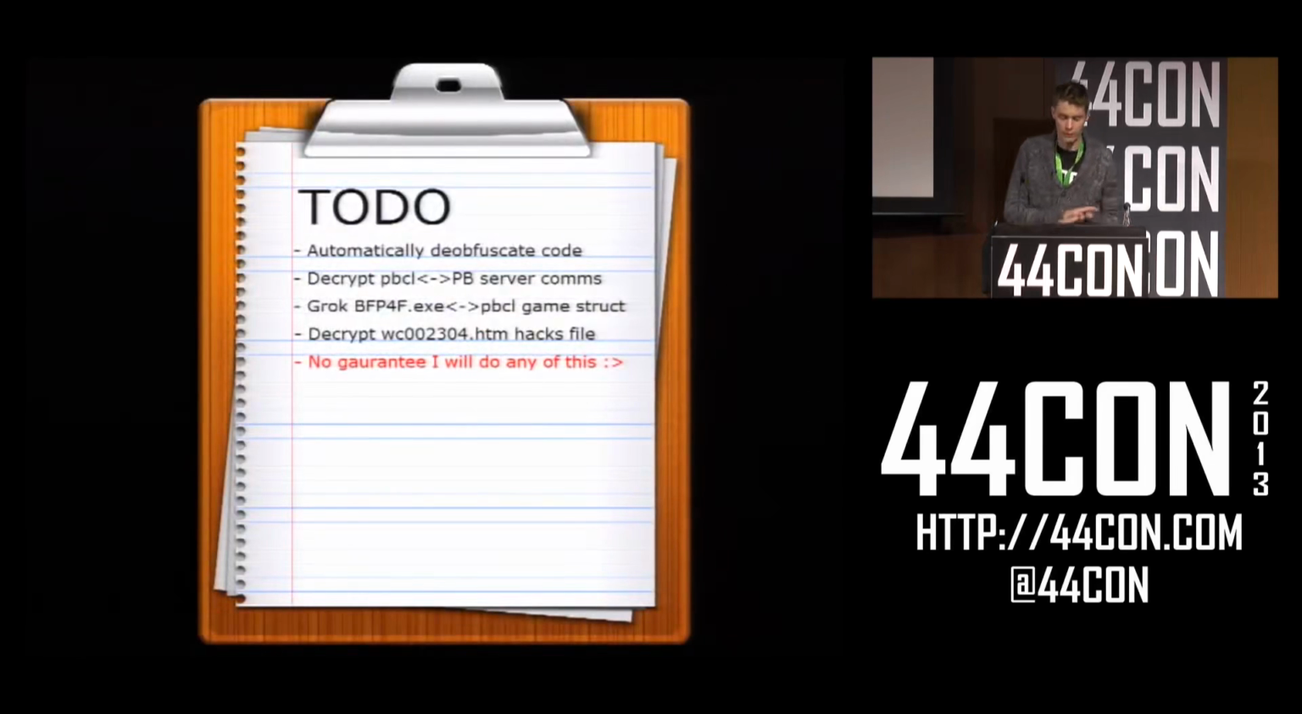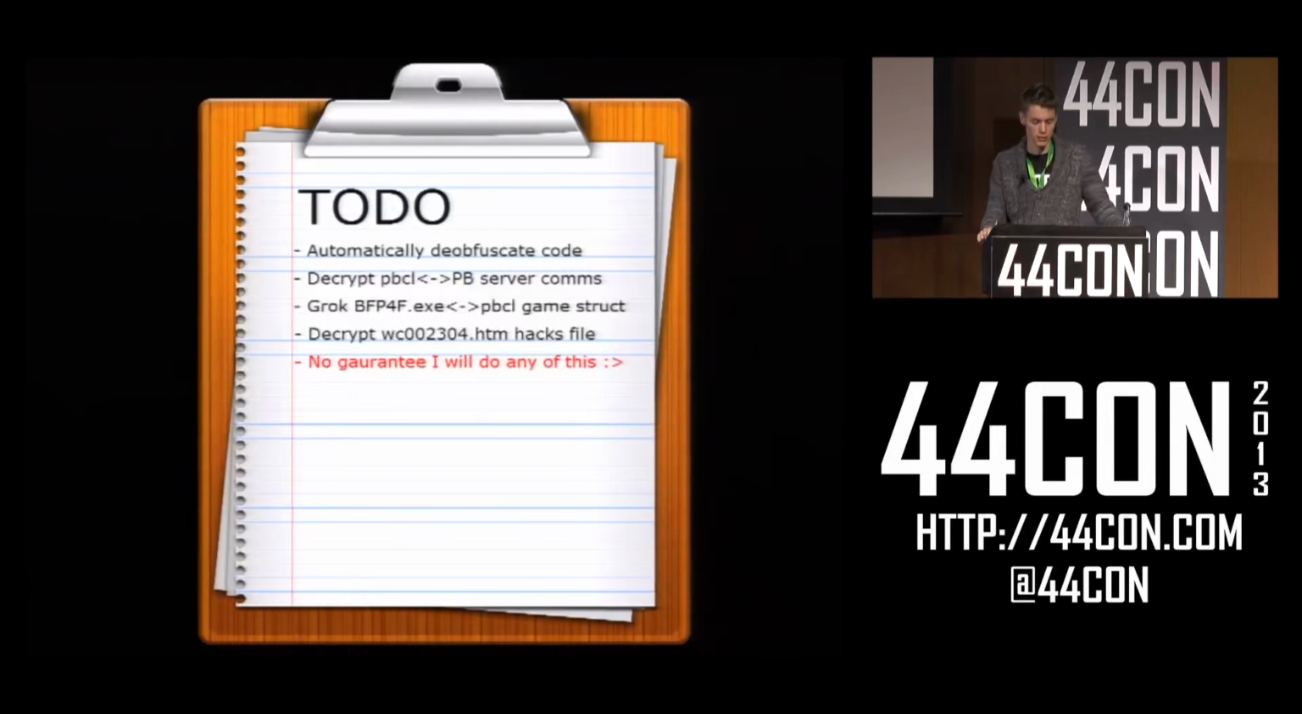So what do I have left to do? Automatically deobfuscating the code would be great. I know there's a guy at Cozinc who created Opticode, which basically will take x86 assembly, run it through LLVM to kind of condense it, and then recompile it back into x86. It uses the optimizer to remove all the junk bytes. So that might be something that I'd like to look at.